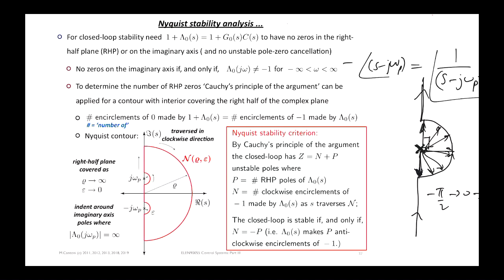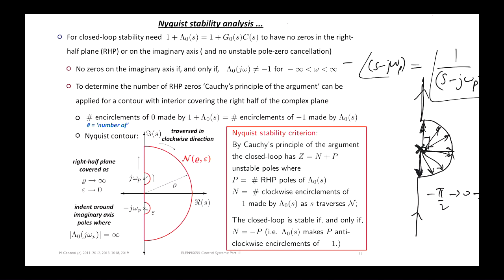We also want to make sure that this has no zeros on the imaginary axis, because we don't want any closed loop poles on the imaginary axis. So that's simply a matter of checking that for all frequencies, the open loop transfer function evaluated at s equals j omega is never equal to -1.